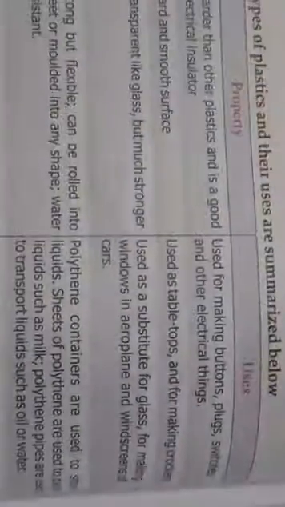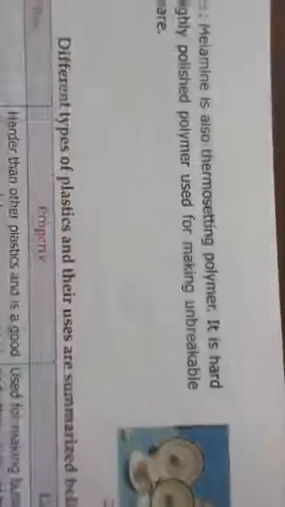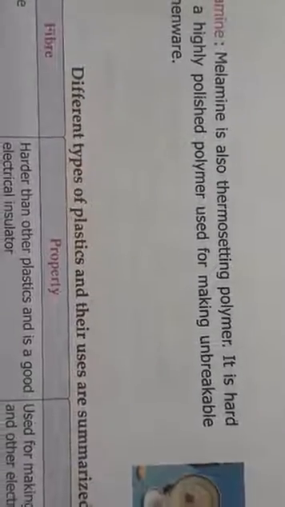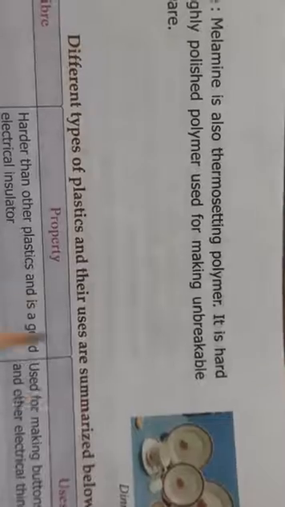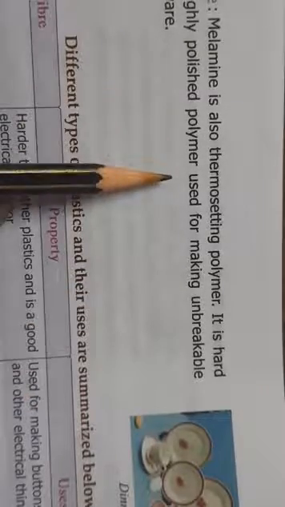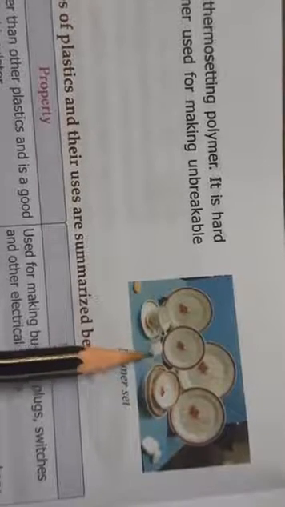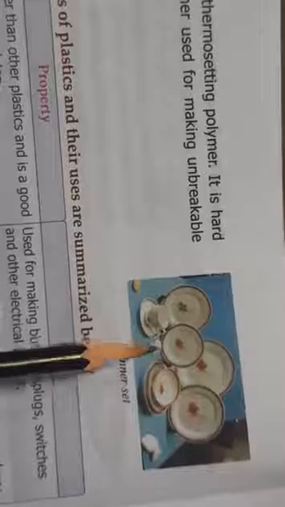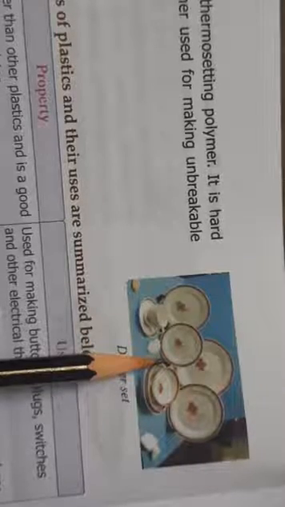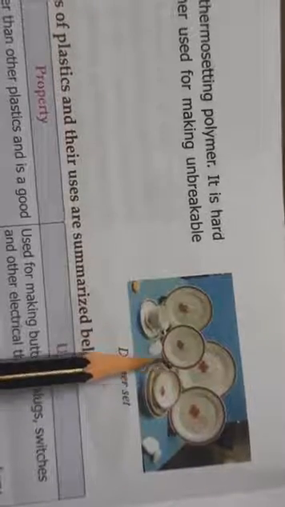Clear, children? Then one more is given at last, that is melamine. Melamine again is a thermosetting polymer. It is a hard and highly polished polymer used for making unbreakable kitchenware. The unbreakable dinner sets in our homes, not the breakable ones, are all made of melamine. Clear, children? I hope this much is clear to all of you.